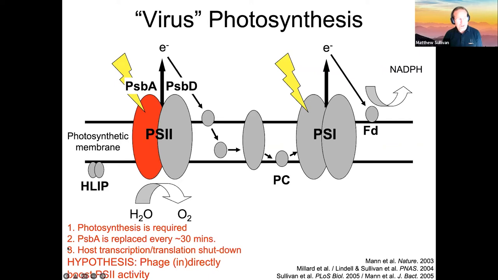We also know that PSBA is replaced every 30 minutes, and this is because oxygen radical formation here can damage that protein. And we know that viruses, when they infect the cell, are going to shut down the host transcription and translation capability. And so that means that the virus wants photosynthesis to continue. If PSBA is damaged and you shut down the host's ability to replace it, then the virus carries its own PSBA that can come into the photosystem to be able to help keep photosynthesis going.